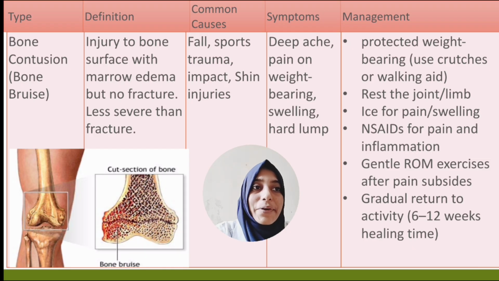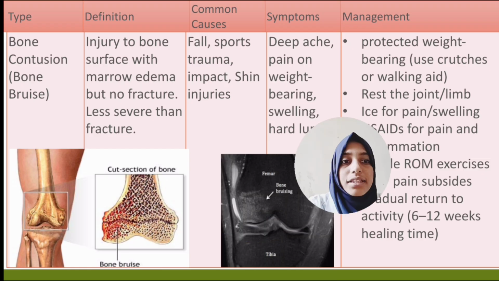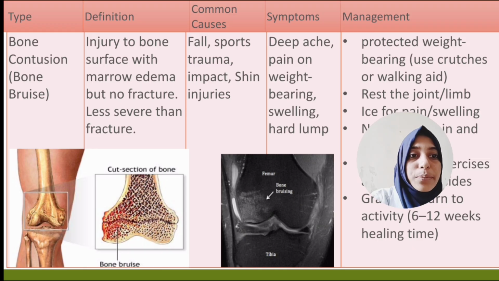Management is protected weight bearing, use crutches or a walking aid, rest the limb or joint, icing for pain and swelling, and NSAIDs for pain and inflammation. Gentle range of motion exercise we can give after pain subsides. Healing time is 6 to 12 weeks. After that period we can go for gradual return to the activity. And this one is showing the x-ray of the bone bruise.